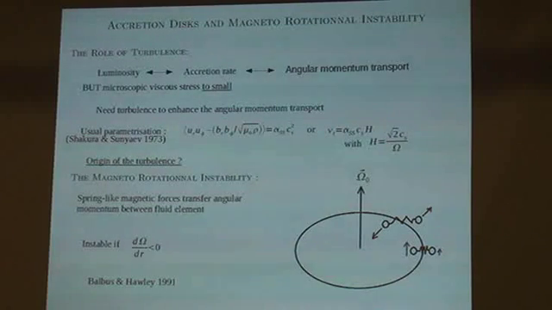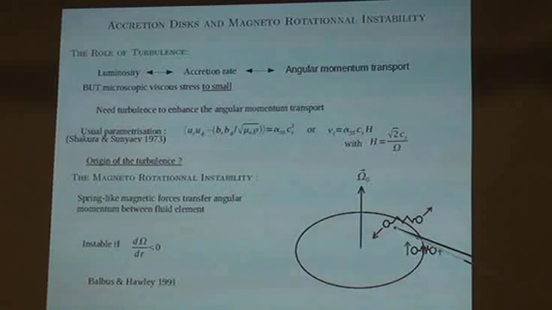What is this instability? It is due to the fact that magnetic force acts a little bit like springs. If we take a Keplerian orbit in the disk and two elements on each side of this orbit, the one on the inside rotates slightly faster, so it will start to be in advance compared to the other one. But because of this spring, which is the effect of the magnetic field, this one will be slowed down and the other one will be accelerated.